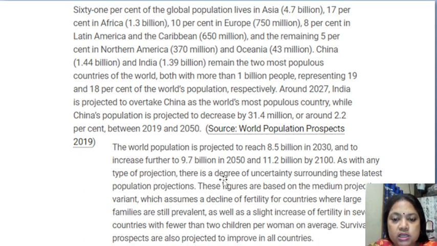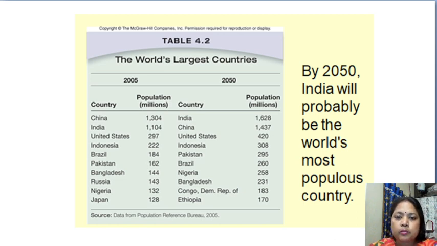As with any type of projection, there is a degree of uncertainty surrounding these latest population projections. And these figures are based on the medium projection variant, which assumes a decline of fertility for countries where large families are still prevalent. Okay. And survival prospects are also projected to improve in all countries. So now see, this is the table in front of you which shows the largest countries in terms of population, and it shows a comparison of population count in the year 2005 and what will be the population count after 45 years, means in 2050. Okay, so the main highlighted point is by 2050 India will probably be the world's most populous country.